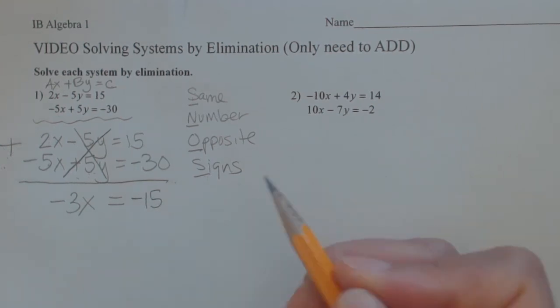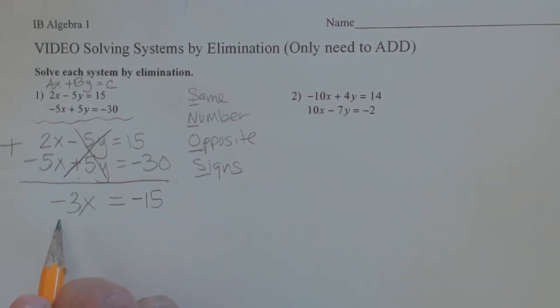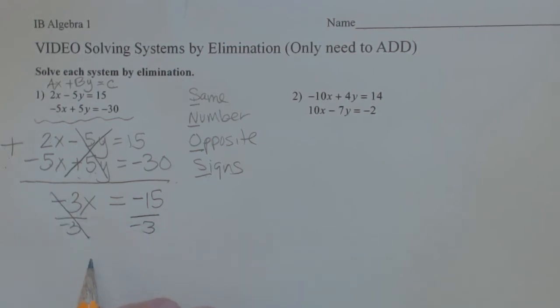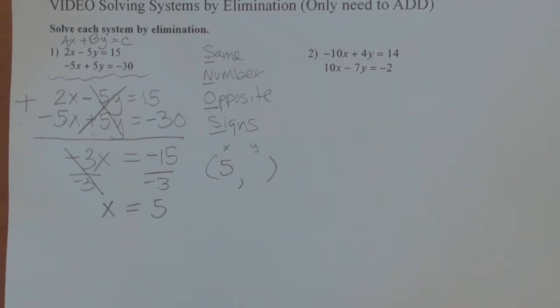Now we're here at solving for just x, which is amazing. All we do is divide by negative 3, cross out, x equals positive 5. So where these two are going to intersect, because remember, that's what we're trying to find, where they intersect, the x value will be 5, and now we need to solve for the y value.